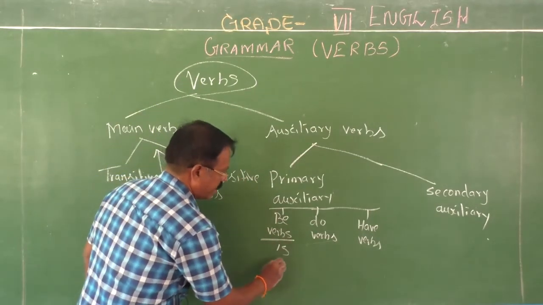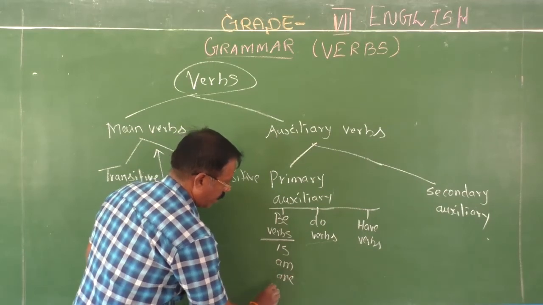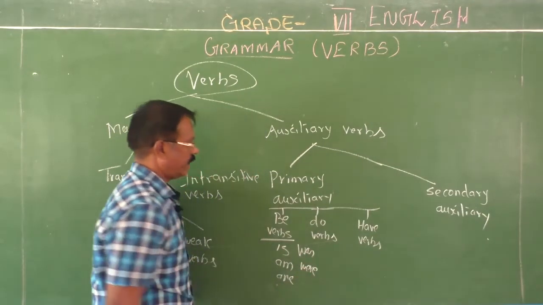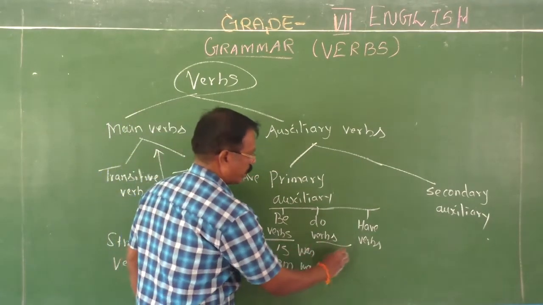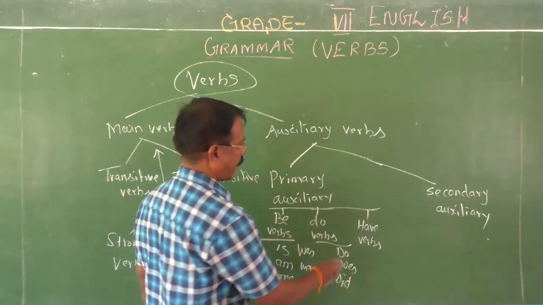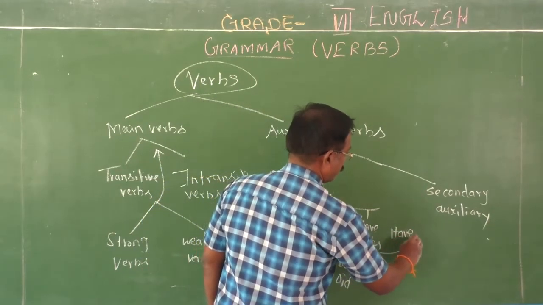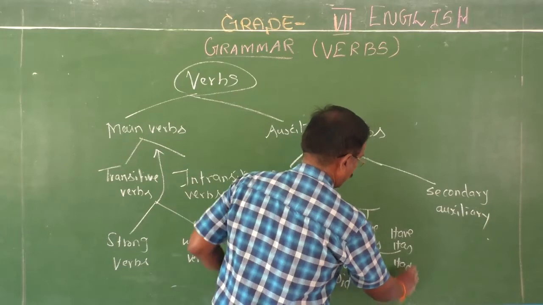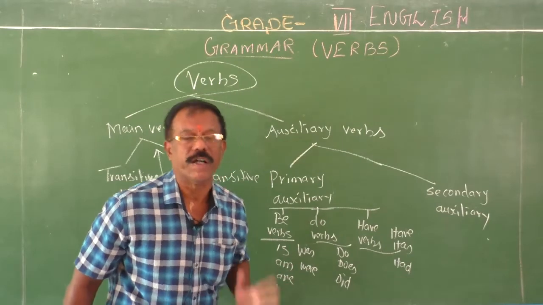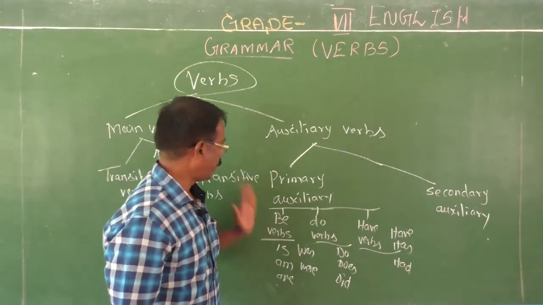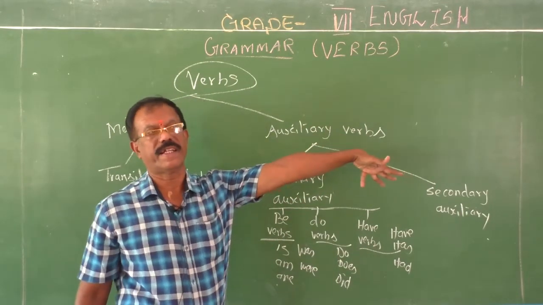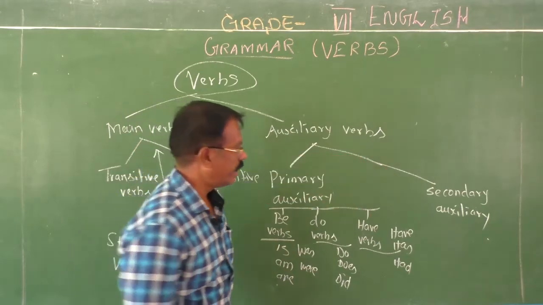Be verbs are is, am, are, was and were. Do verbs are do, does and did. Have verbs are have, has and had. So they are all together called primary auxiliaries or anomalous finite verbs. Then the secondary auxiliary, we have another classification of verbs. They are called modals.